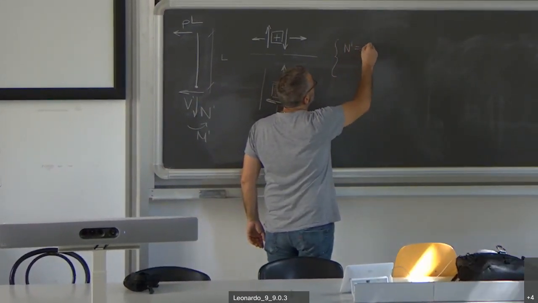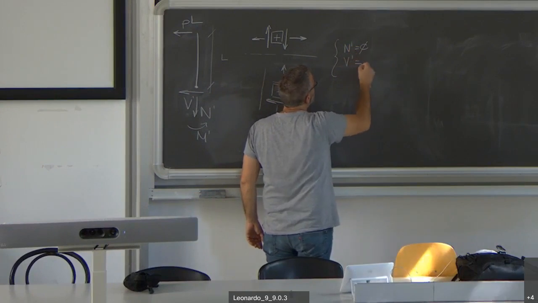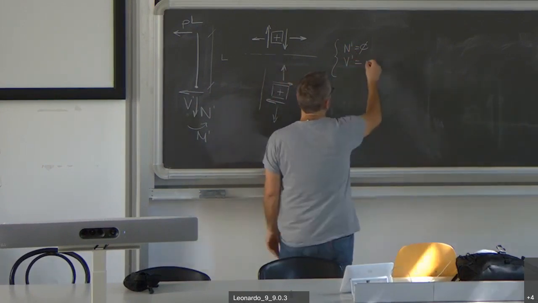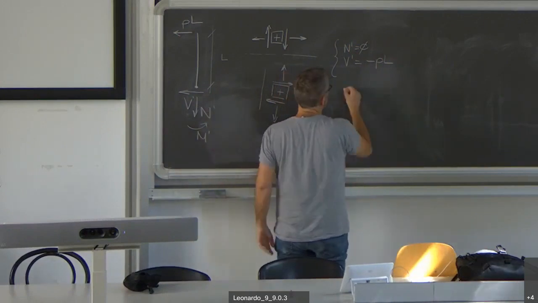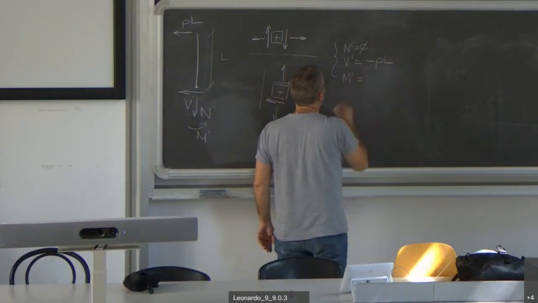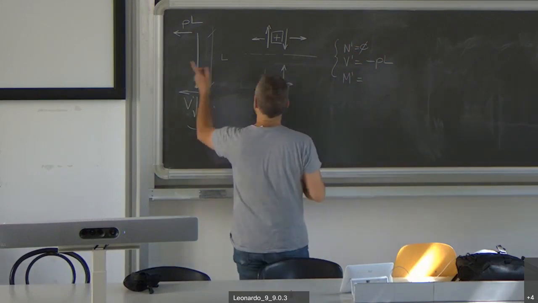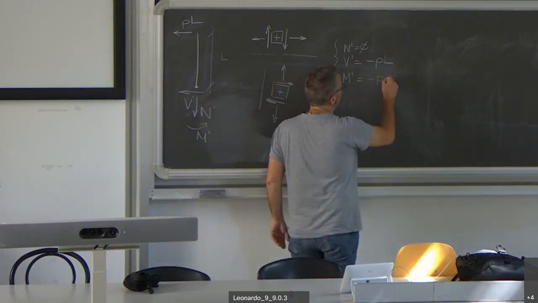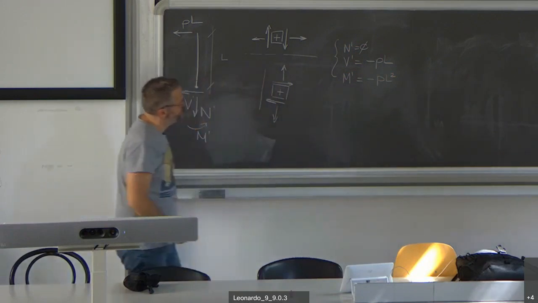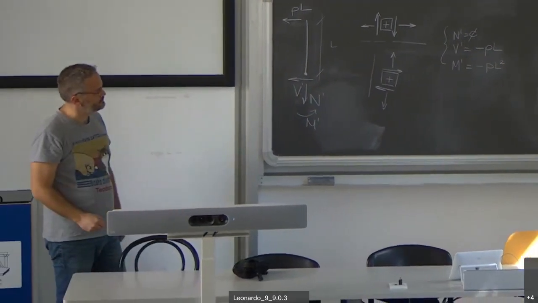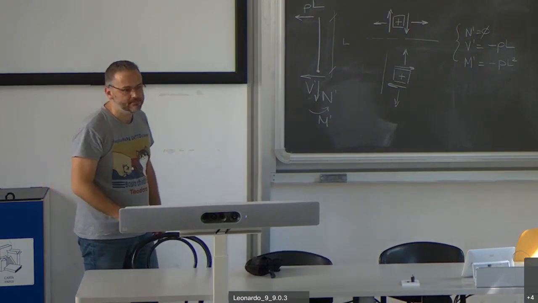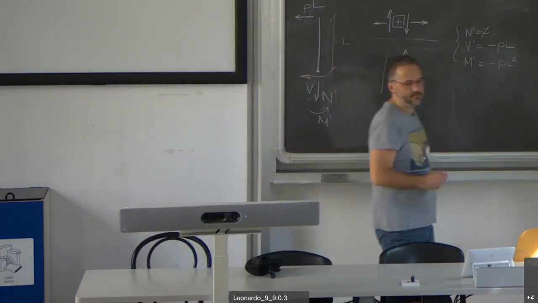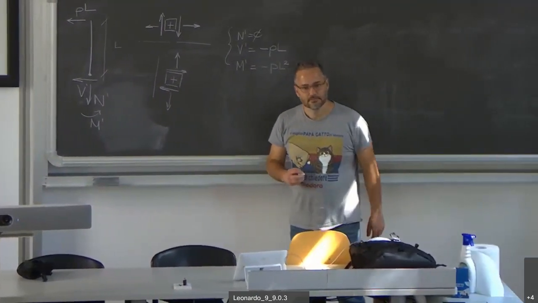N prime equals 0. V prime is equal to minus PL. And M prime equal to minus PL squared. Okay? Got it? Yeah. But I don't know if I can think of this in the exam.